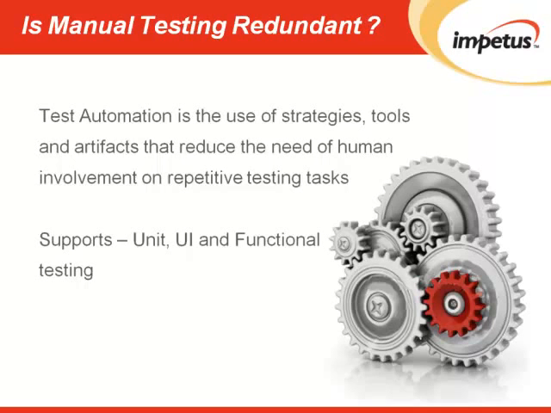Testing automation is defined as the use of strategies, tools, and artifacts that reduce the need of human involvement on repetitive testing tasks. It should support unit testing automation, UI testing automation, and functional testing automation. But will manual testing become redundant? No, it will not be removed 100%. We will still require some amount of manual testing. And as we move to our next slide, we get to know when we require manual testing and where we can automate much.